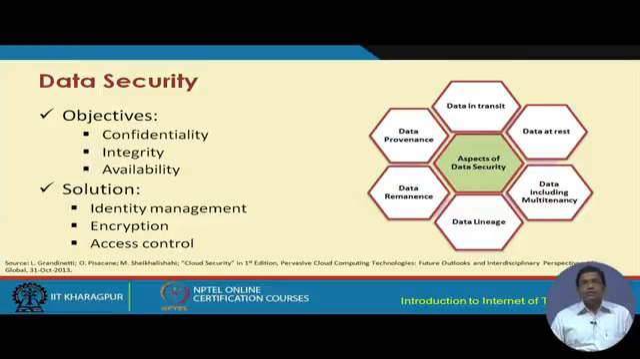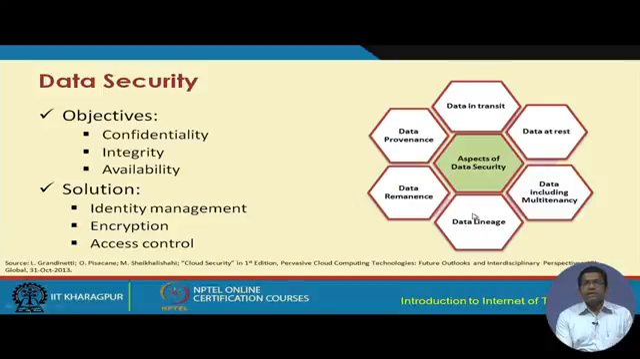So, the different solutions include using identity management techniques, encryption, access control, and so on. There are different aspects of data security: data provenance, data in transit, data at rest. Data at rest means the data that is used for long term use, that is, data which does not change too fast and will be there in the server for long term use in the future, and so on. Data including multi-tenancy and the data lineage.